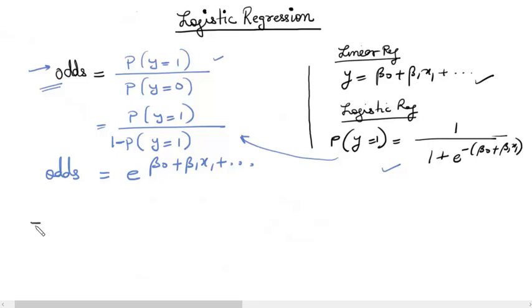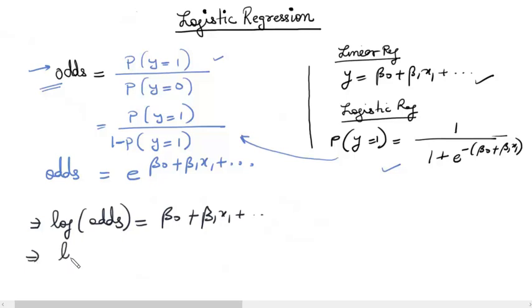Now let us take log on both sides. We take a log of odds. Log to the base e will give us beta naught plus beta 1 x1 and so on. Log of odds is also known as logit. So I can write it as logit. Logit is equal to beta naught plus beta 1 x1 and so on.